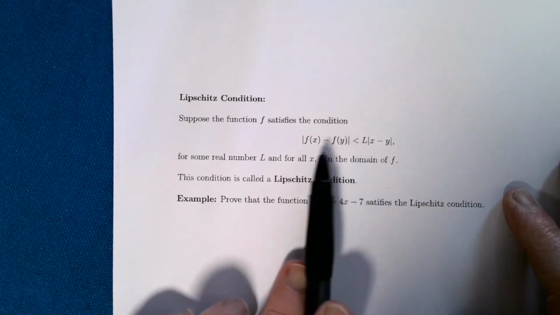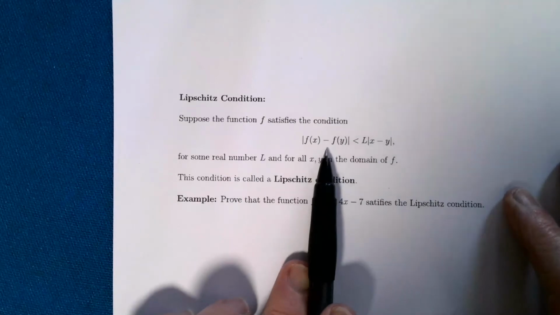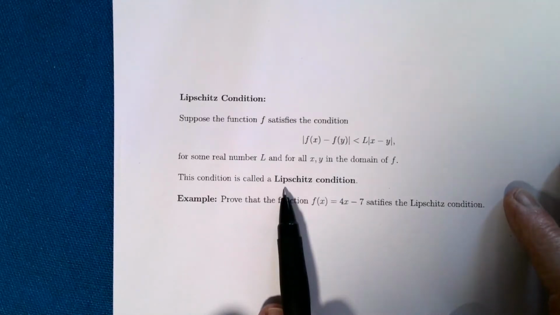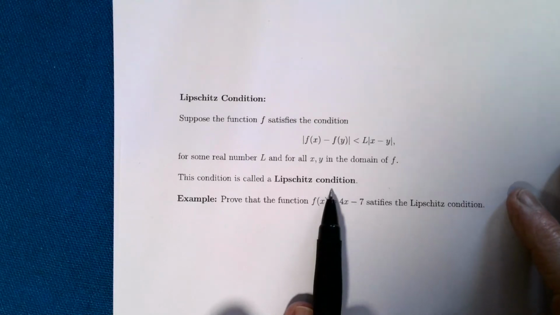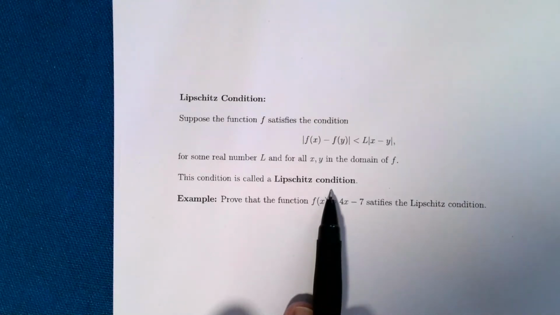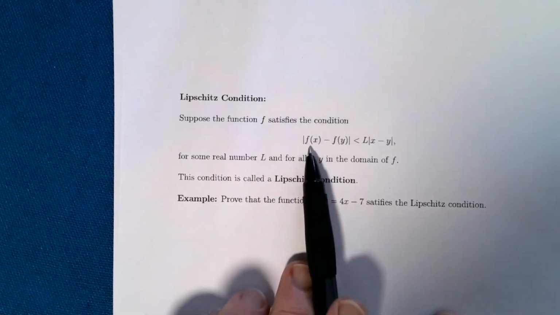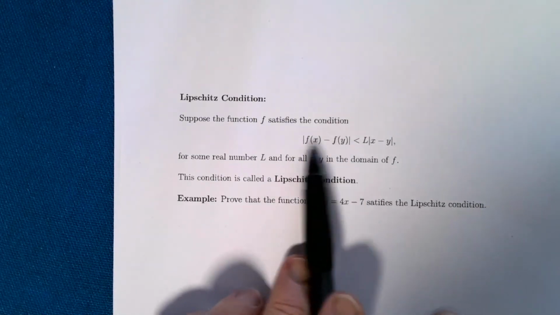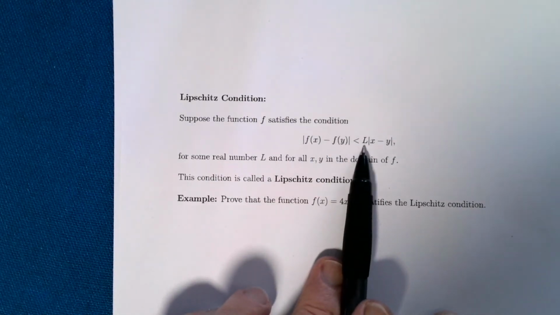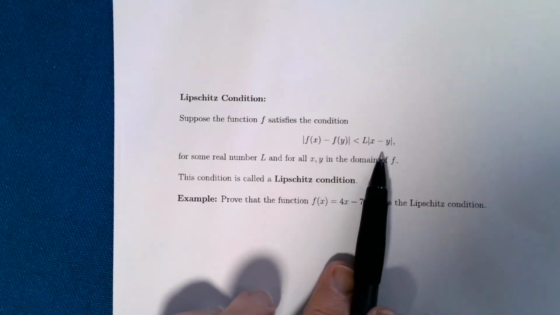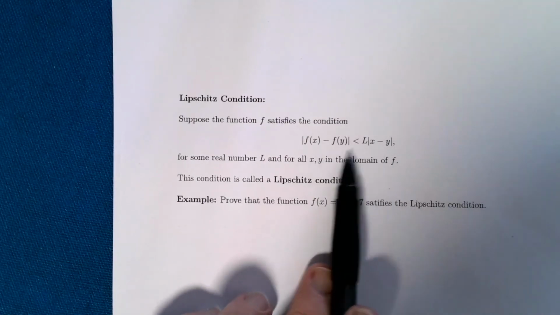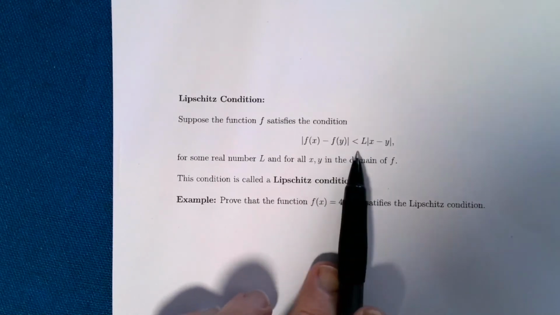This has got to be true for all x and y in the domain of f. So if we've got a function that satisfies this condition, then this condition is called a Lipschitz condition. We say that this function f satisfies the Lipschitz condition. So it says f of x minus f of y in absolute value is less than some fixed number times the absolute value of x minus y. And we'll see why this is a useful thing, because we'll see shortly a nice connection between the Lipschitz condition and uniform continuity.